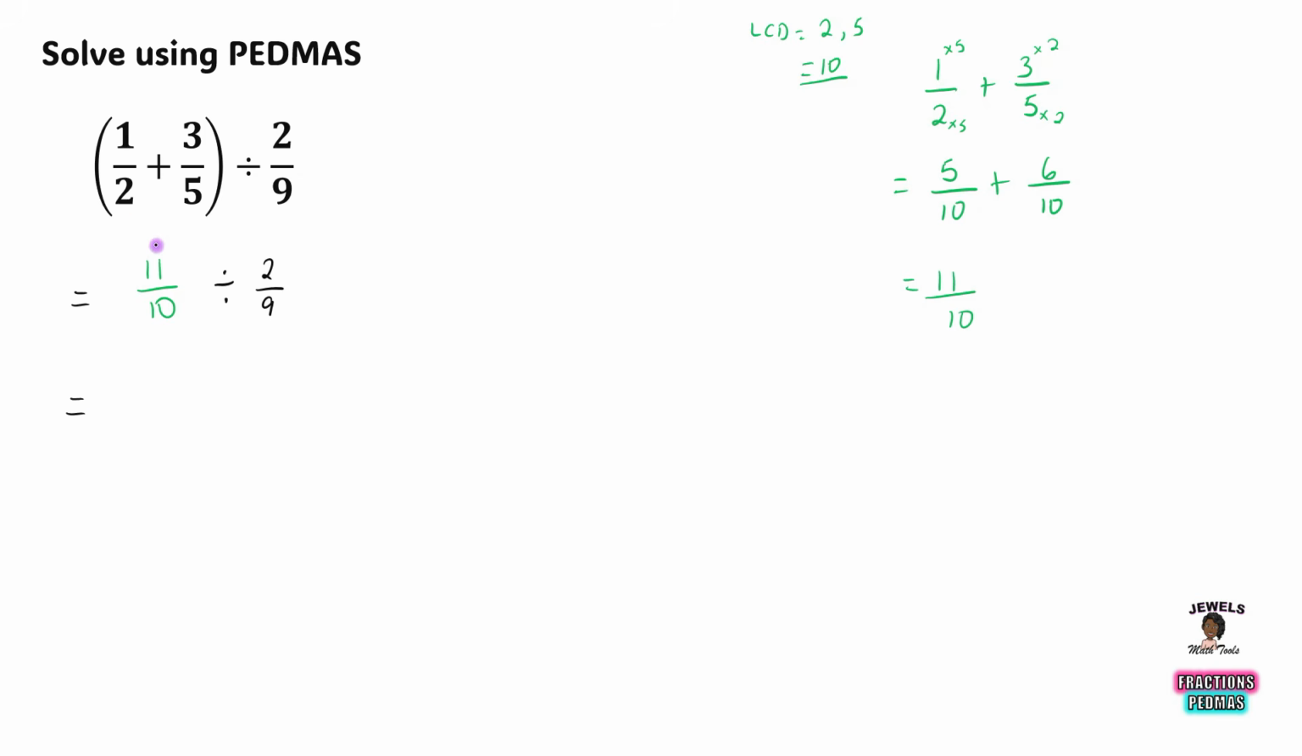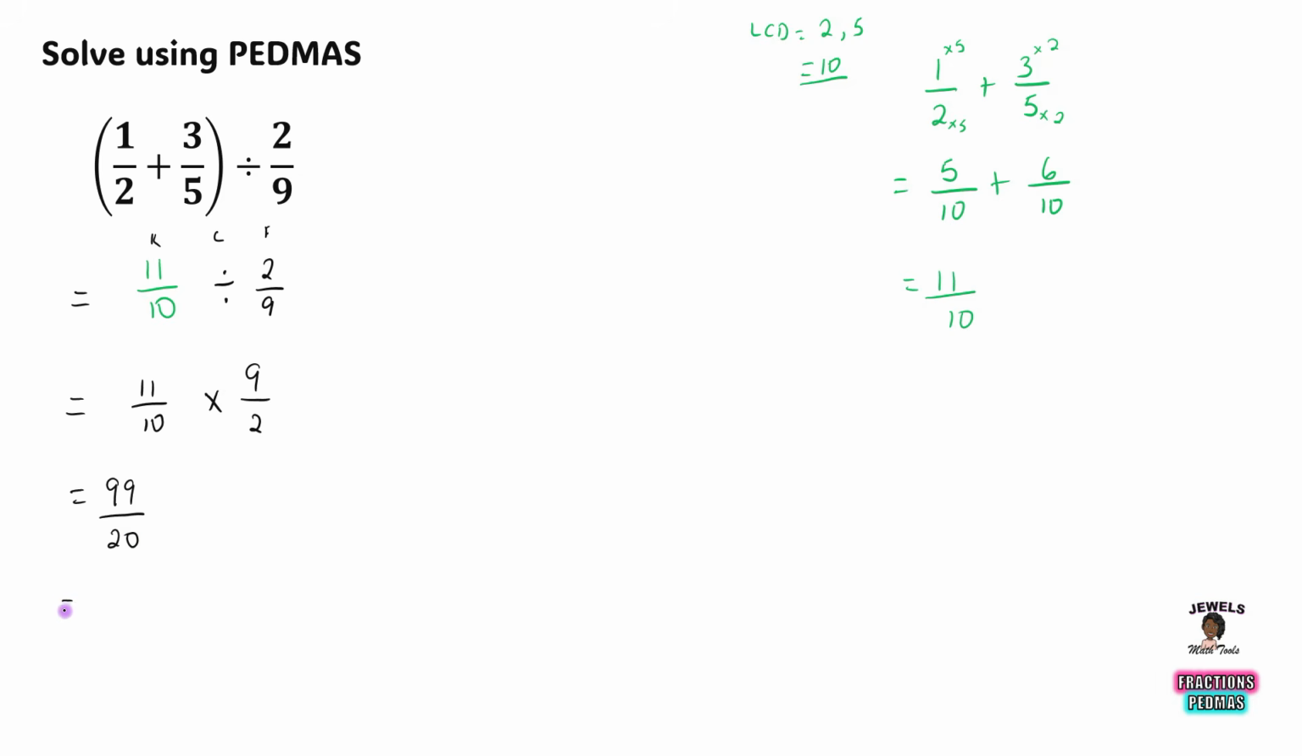So now to divide, let's apply our keep, change, and flip rule. So we will keep our 11/10 exactly the same, change my division to multiplication, and then flip, or take the reciprocal of, my second fraction. So now let's multiply our fractions. We have 11 times 9, which will equal 99. And we have 10 times 2, which would equal 20.